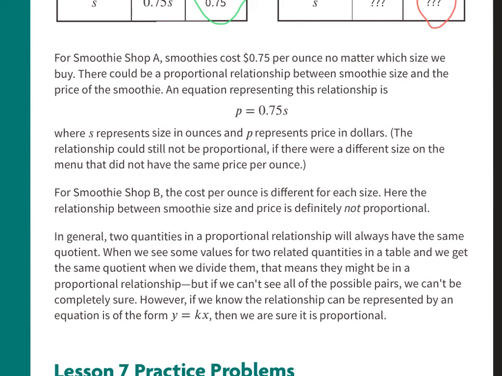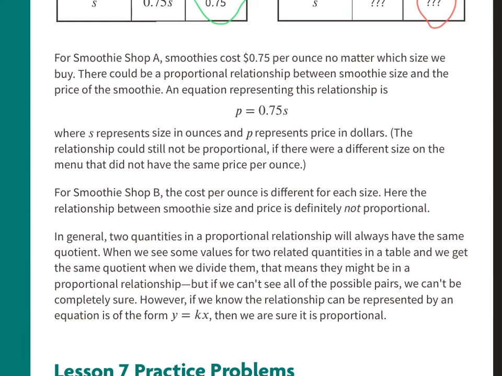In general, two quantities in proportional relationships will always have the same quotient, or they'll always have the same constant of proportionality. When we see some values for two related quantities in a table and we get the same quotient when we divide them, that means they might be in a proportional relationship. But if we can't see all the possible pairs, we can't completely be sure. However, if we know the relationship can be represented by an equation, then it is proportional. Okay? So there you have it.